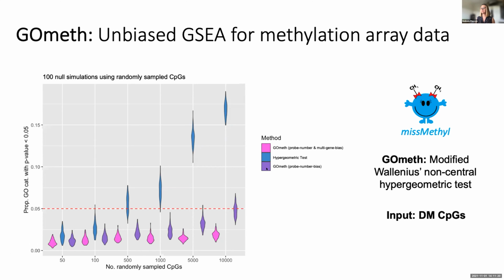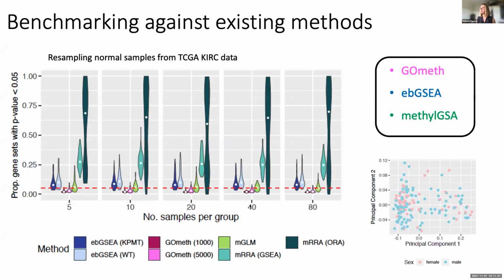Our original implementation of GOMETH was in purple, and we thought it did pretty well, but then we cottoned on to this multi-gene bias issue. So we've rejigged GOMETH to take into account both sources of bias, in the pink, and we can see that there isn't this trend with the number of CpGs anymore. After we'd done all this work improving GOMETH, we thought we might as well write a paper about it and publish it.